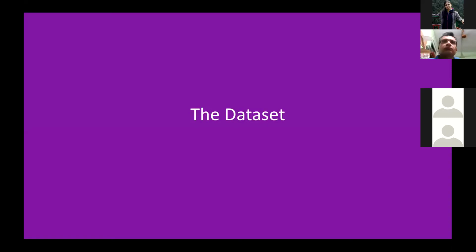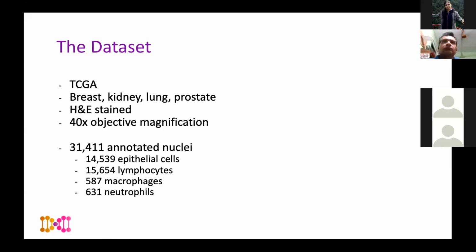The data set that we were given consisted of images taken from the Cancer Genome Atlas, from the breast, kidney, lung, and prostate. All were hematoxylin and eosin stained and at 40 times objective magnification. We had around 31,000 annotated nuclei with about 15,000 epithelial cells and lymphocytes and around 600 macrophages and neutrophils. As we can see here, there's quite a class imbalance.